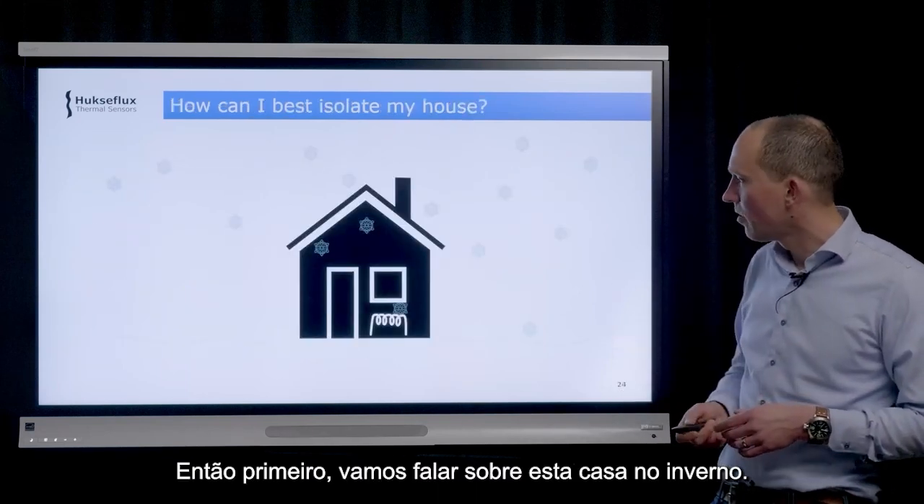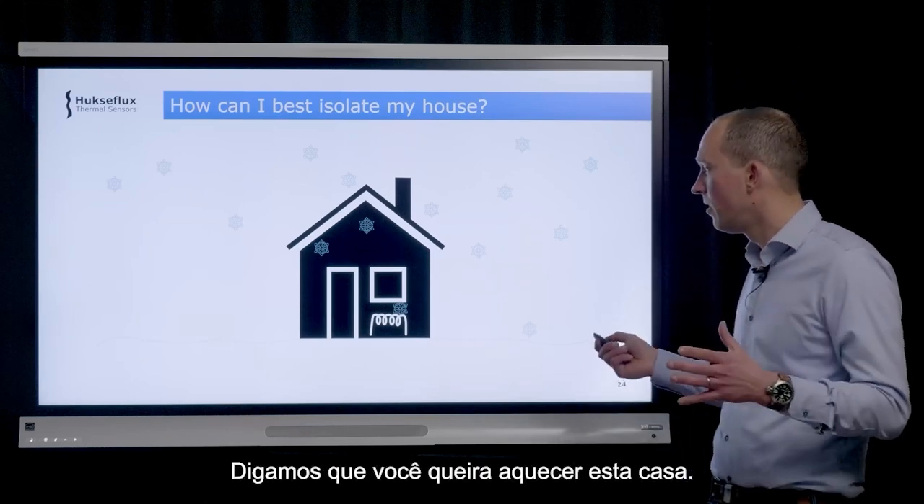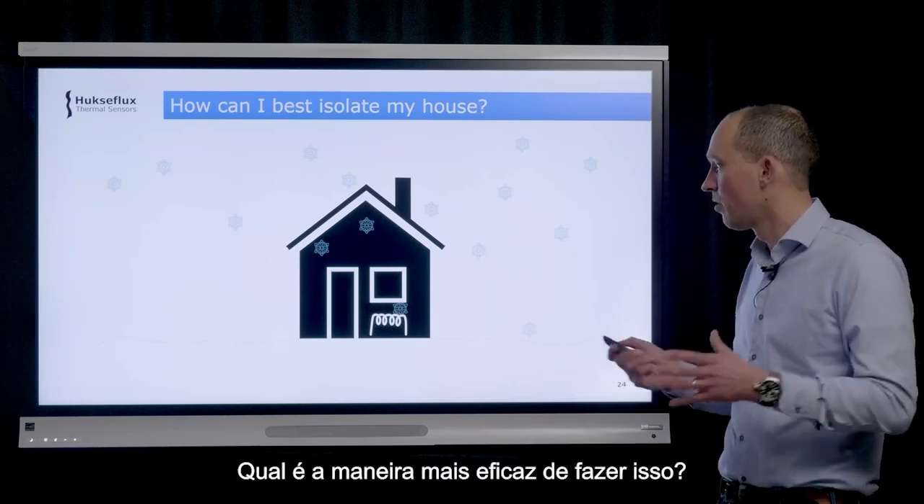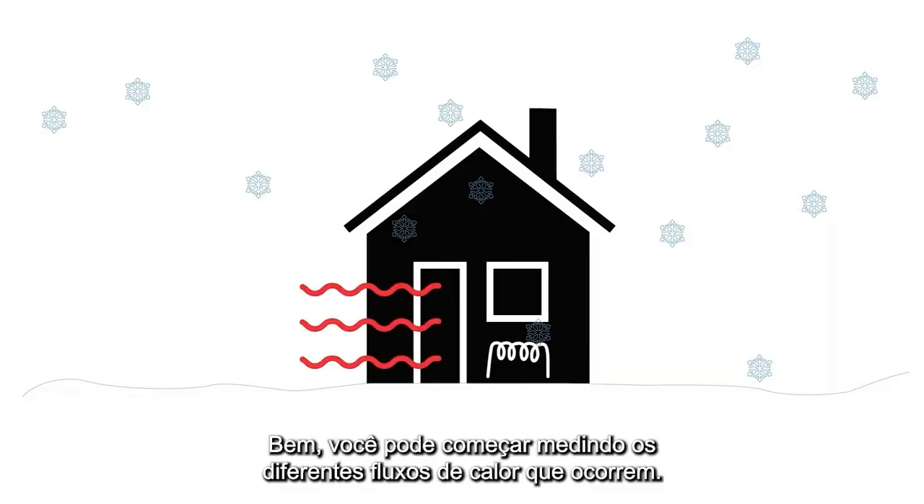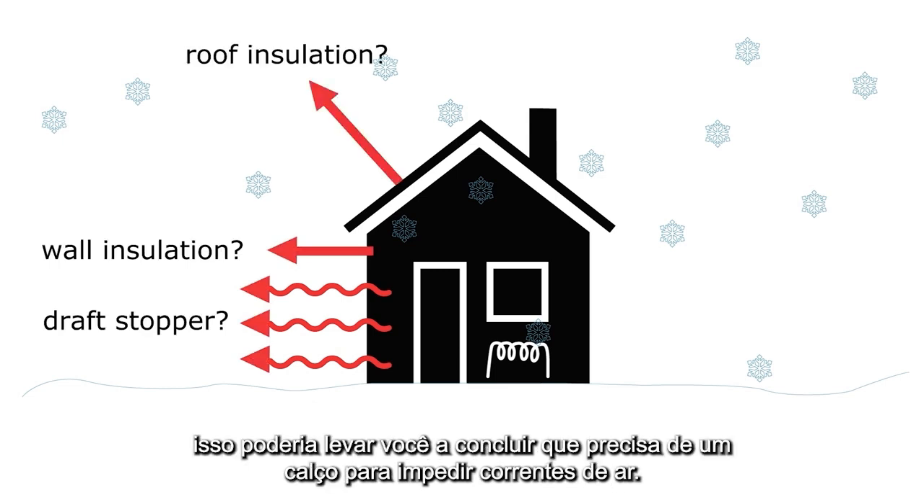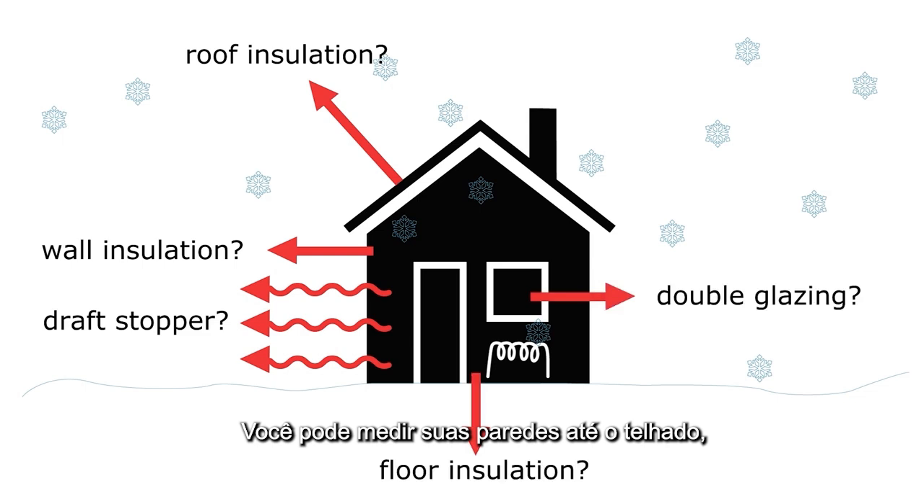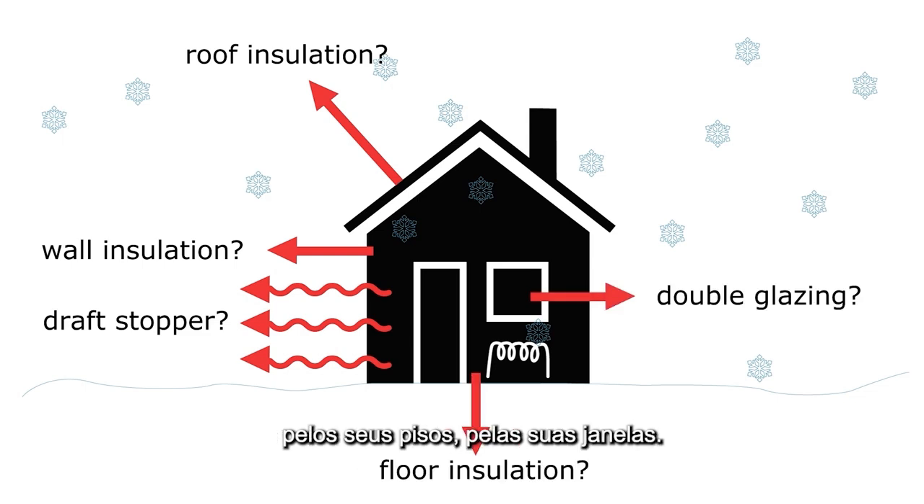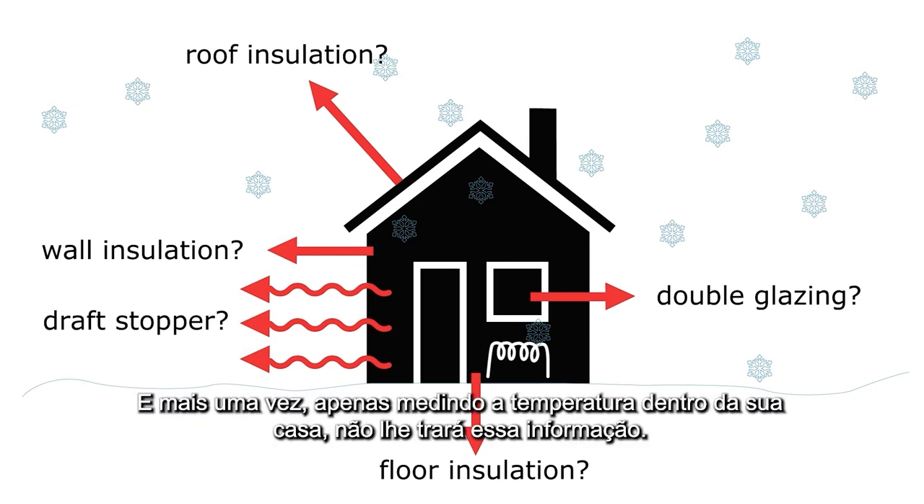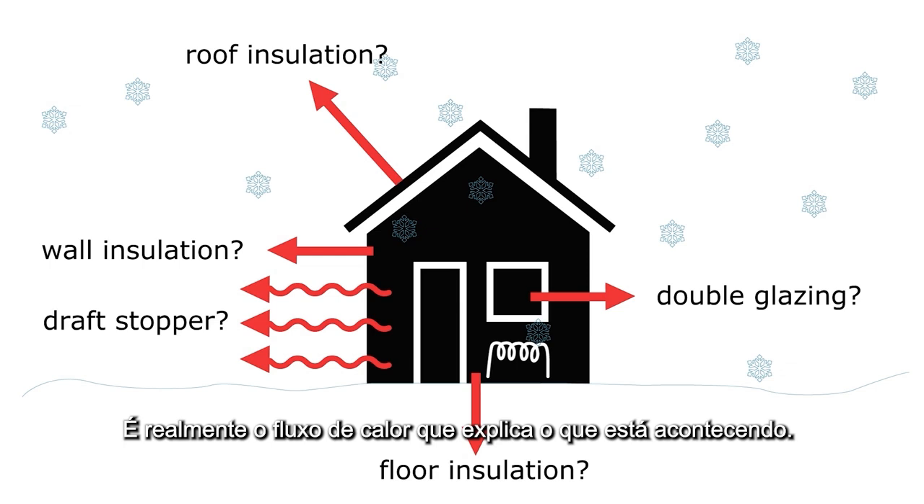So first, let's talk about this house in winter. Let's say you want to heat this house. What is the most effective way to do that? Well, you can start by measuring the different heat fluxes that occur. For example, the heat flux through the doors and the windows could lead you to say, I would need a draft stopper. You can measure the heat flux through your walls, your roofs, your floors, and your windows. If you measure all these heat fluxes separately, you can find out what is the most efficient solution to save you the most energy. Again, just measuring the temperature inside your house is not going to give you this information. It's really heat flux that explains what is going on.